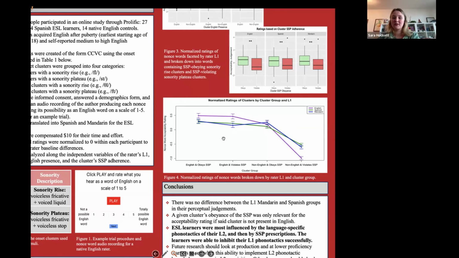This is really interesting, and also you can see the purple line here is the English native controls, whereas the green and the blue are the Spanish and Mandarin ESL learners. You can see that the green and the blue lines are pretty much exactly the same. Statistically, they're exactly the same. There was no difference. The English controls were just more confident, which makes sense because they're native speakers. They were sure that they liked the ones that they liked and that they hated the ones that they didn't like for English. And we could see that the ESL learners were following the same pattern as the English controls. They just weren't as confident, but they were still acting very well within their L2 knowledge.